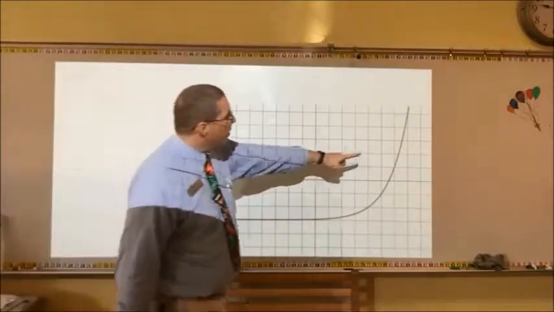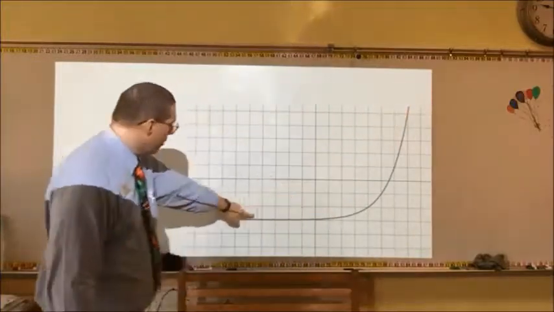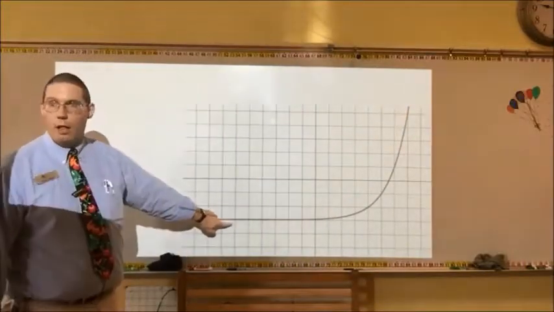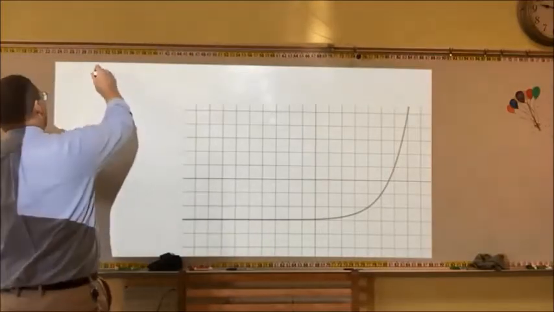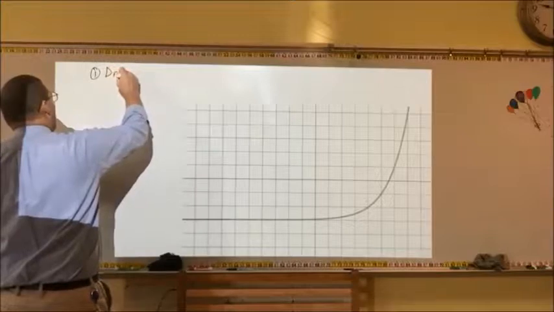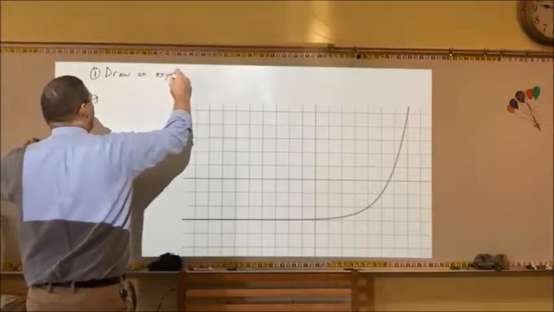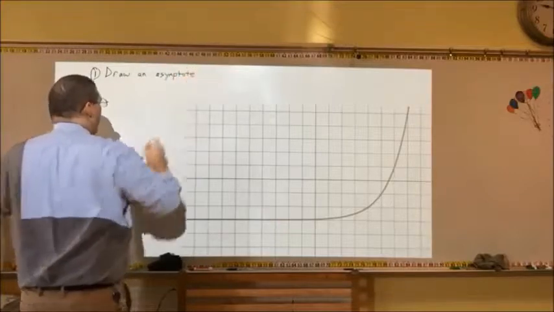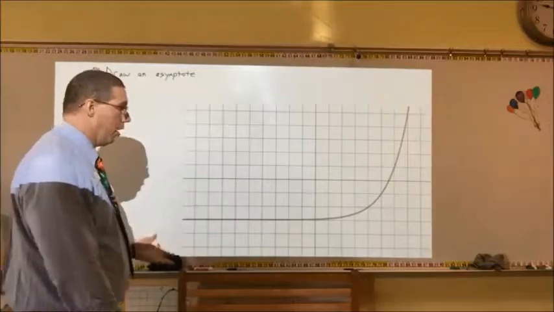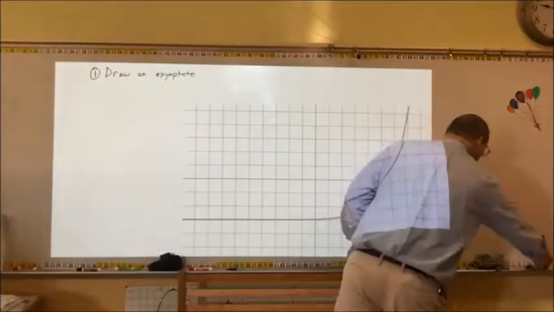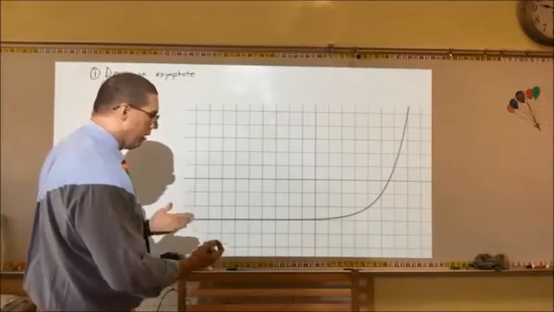Do you notice here it's not going vertical along a line, but here it is going horizontal along a line. So the very first thing that you want to do is draw an asymptote. Drawing an asymptote will automatically tell you whether it's a logarithm or an exponential, because if the asymptote is horizontal, it's exponential. If the asymptote is vertical, it's logarithm.